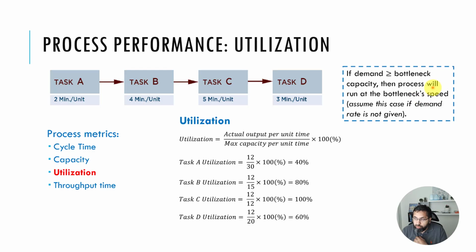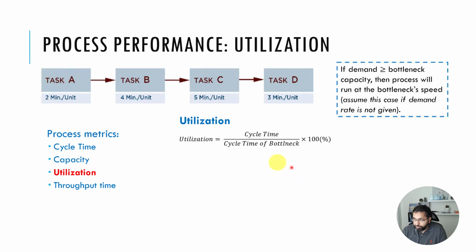If you're running all out, you'll be limited by the bottleneck speed of 12 units per hour, and these will be your utilizations. But if your demand or the load on your system is less than 12 units per hour, then even the bottleneck will have idle time. Even this utilization will be less than 100%. And we'll look at an example of that.